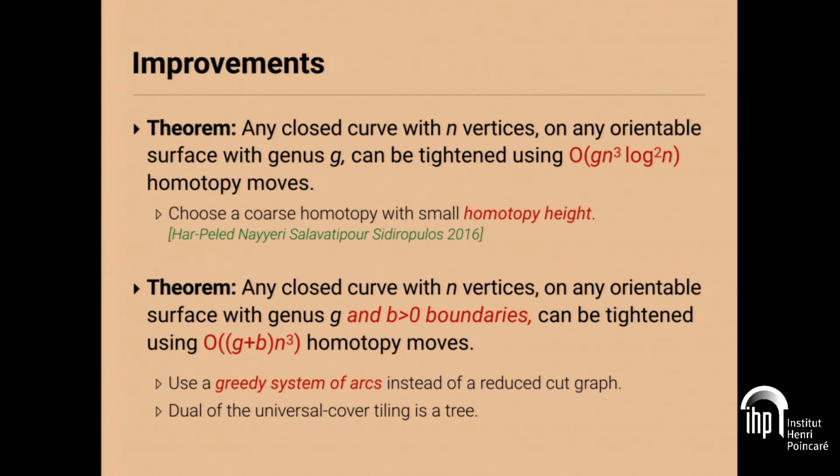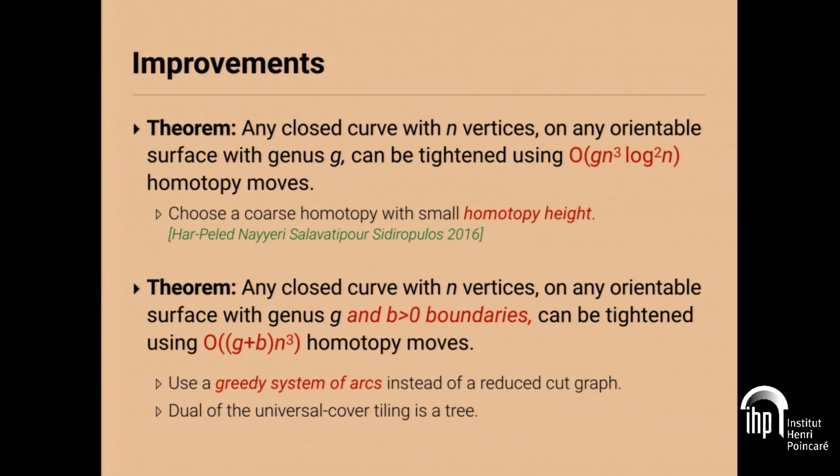Things get a little bit easier when the surface has boundary. So again, for constant Euler characteristic, we can get down to n cubed moves. In this case, instead of using a tiling where you have these interior vertices, you use a bunch of arcs, boundary to boundary paths, to cut the surface into a disk. And then in the universal cover, these things glue together like a tree, and trees are nice. And so we can actually get rid of a factor of n in the analysis.